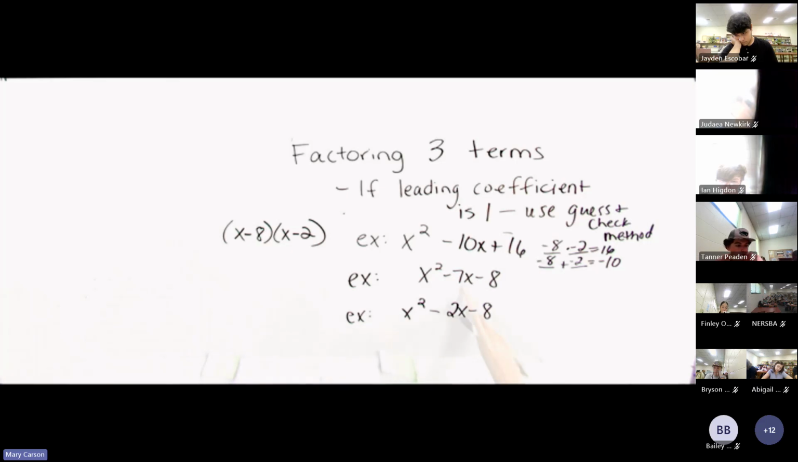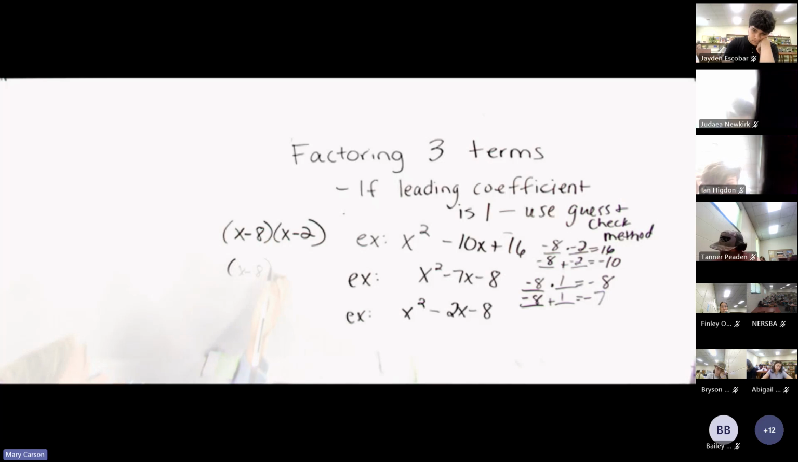All right, the middle one, I want two numbers that multiply to give you negative 8, but add to give you negative 7. What did you get for that one? All right, Finley said negative 8 and positive 1. Let's check. Negative 8 times positive 1 gives you negative 8. Negative 8 plus positive 1 gives you a negative 7. Yes. So this one would be x minus 8 times x plus 1. Questions on that one?